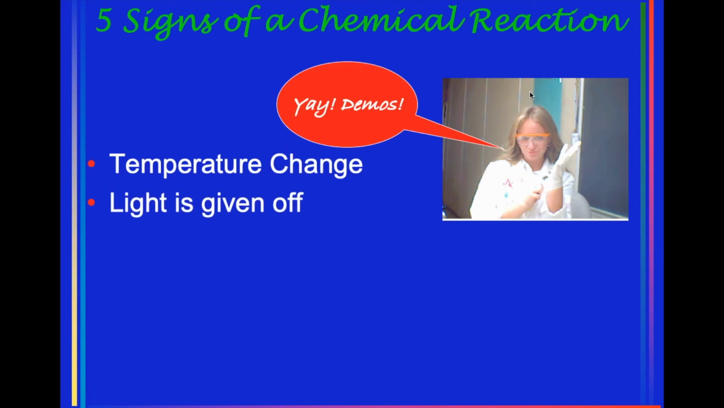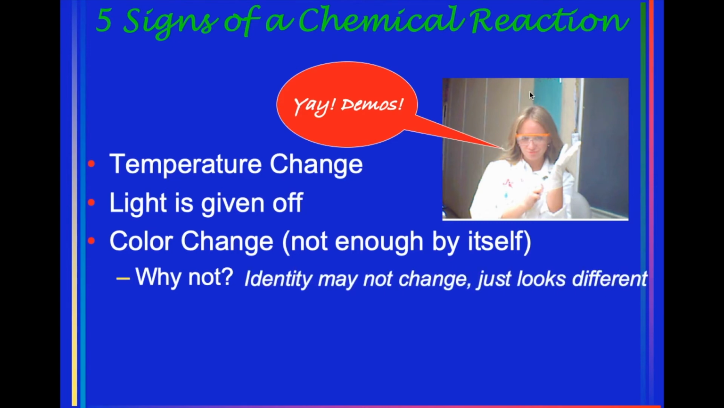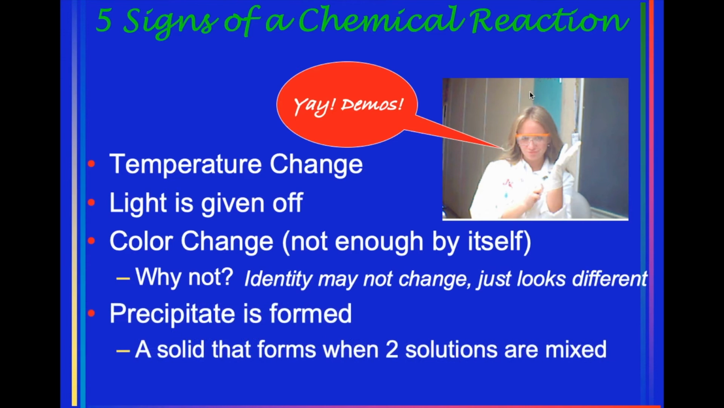When light is produced, this is a sign of a new identity. The original chemicals did not give off light, the new chemical does. Color change. Well, color change, remember, can be tricky because you can come up with a physical change that is a color change. So color change, we say, is not enough by itself because sometimes the identity doesn't change, it just looks different. So usually we're going to say a color change needs to happen with something else for now. The more chemistry you learn, the more you'll see that color change could be a sign of a chemical reaction. You just have to know more about what's going on.